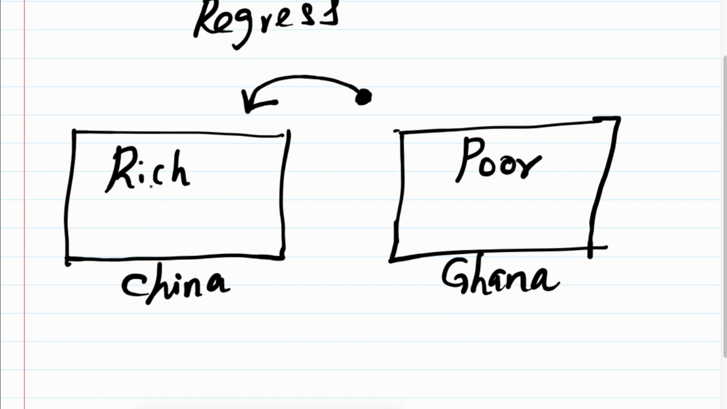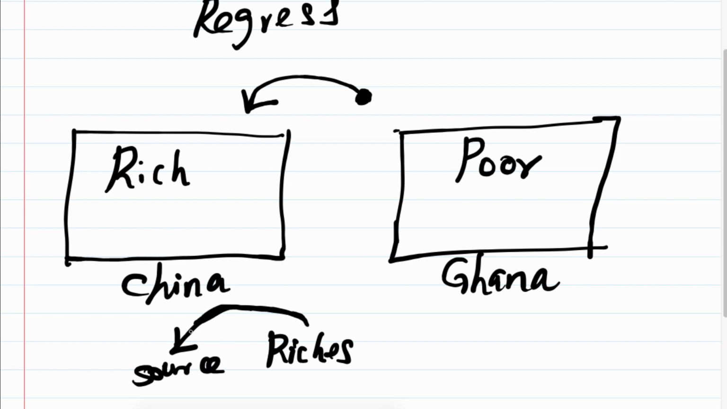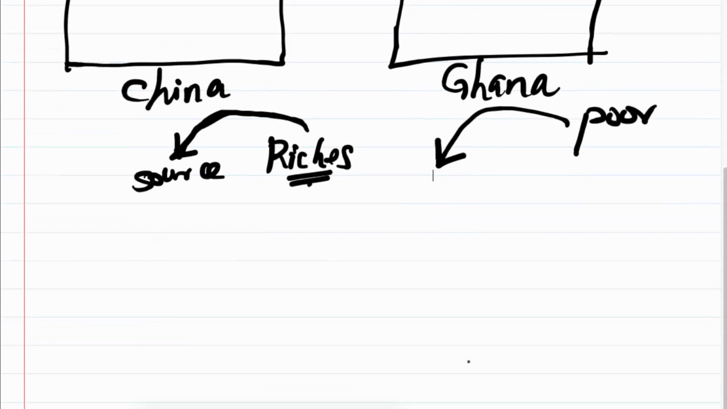So what you need to do now is trace back the source of the riches. You want to trace back to the source. This process is to see what is regressing to, what is influencing these riches. You also want to know the source of this poverty, the poorness. What is the source? So what we are doing now is trying to trace back, do research to know the genesis or what is influencing the poverty in Ghana and what is influencing the riches in China.